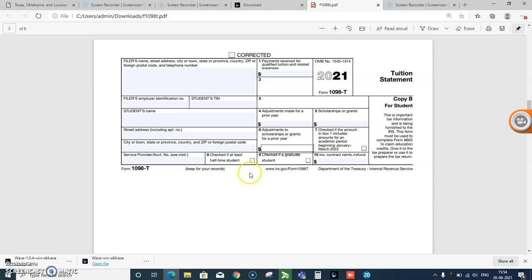Now coming to box 8, check if at least half-time student. Now coming to line number 9, check if a graduate student. And line number 10, institution contract reimbursement or refund.